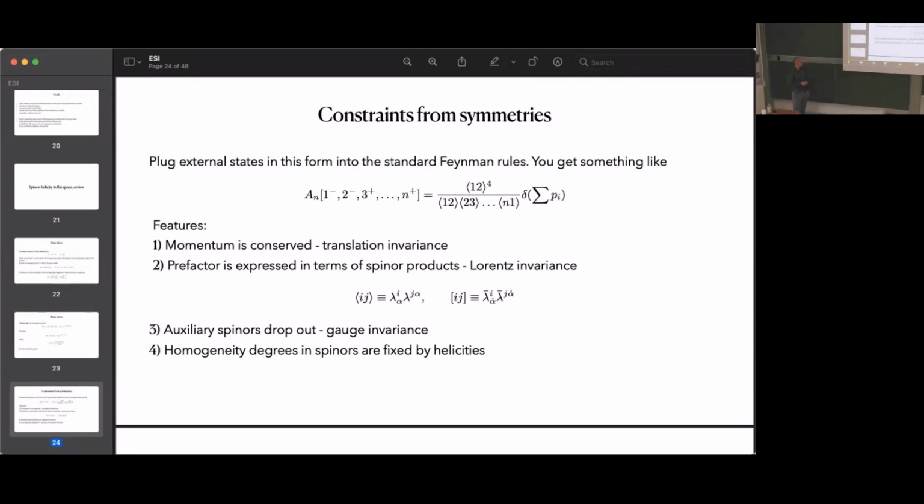Then the auxiliary spinors mu drop out. Indeed, there are no mu's, and this is a consequence of gauge invariance. And finally, if you specify helicities of fields on external lines, as I said, this requires that homogeneity degrees in spinors are fixed, and you can check, looking at that formula, that this prefactor does have the correct homogeneity degrees.